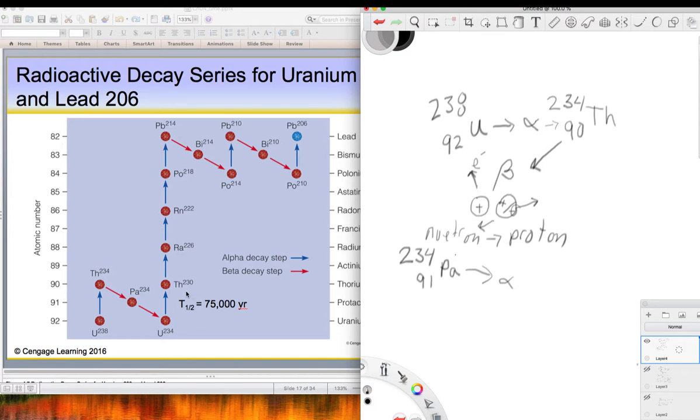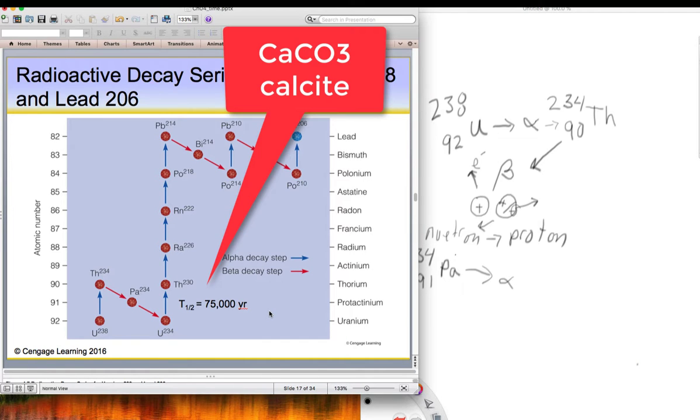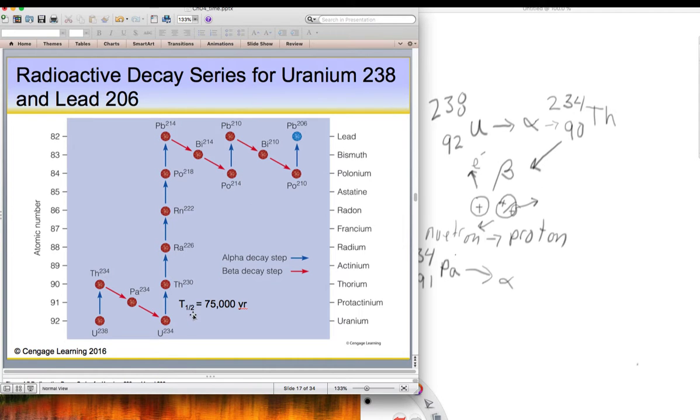And later on, you'll see that this uranium-234 to thorium-230 decay, we actually use it for dating carbonates, calcium carbonate or calcite, especially in marine environments, because uranium-234 can dissolve in liquid pretty easily. And that has a half-life of 75,000 years. But we'll come back to that.